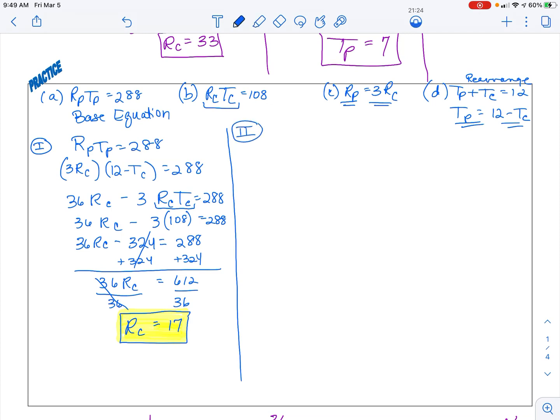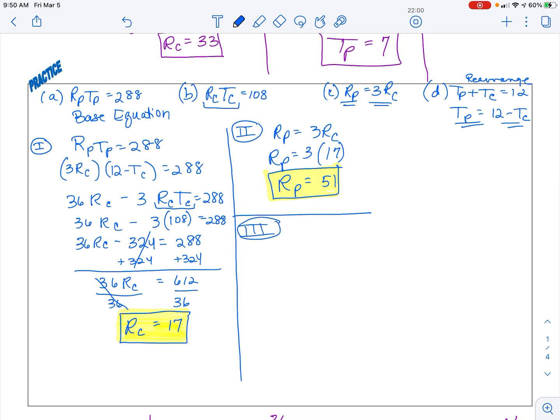Now let's do the second thing I want to do. I want to use RC now to be plugged in somewhere simple. So as I look across, I'm going to go up here and grab letter C, because I see that if I do one quick simple calculation, I can figure out RP by plugging in RC's value. And 3 times 17 is 51. So there's the second variable taken care of. Okay, we have 2 more to go.